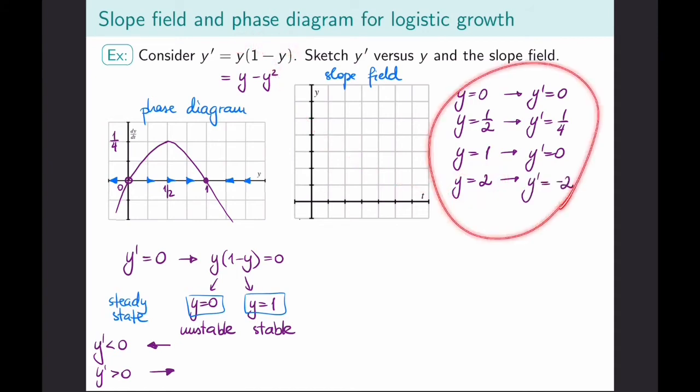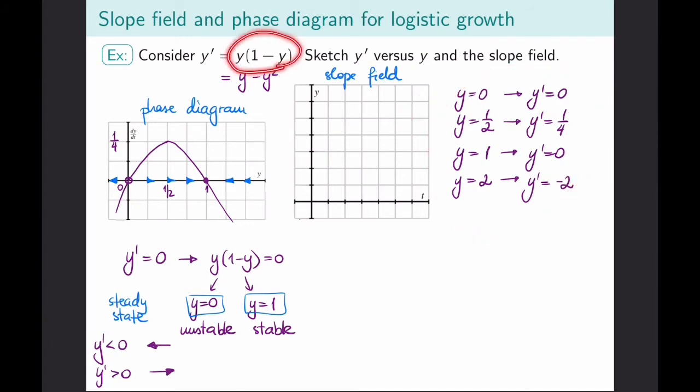Let's now sketch this information on the actual slope field. So notice, just like in one of the examples we've done before, that here the right-hand side of the equation doesn't depend on t at all. It only depends on y itself, which means that this information here is now going to be consistent no matter what t is.